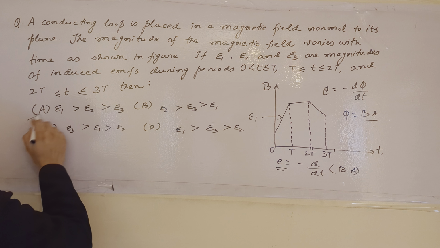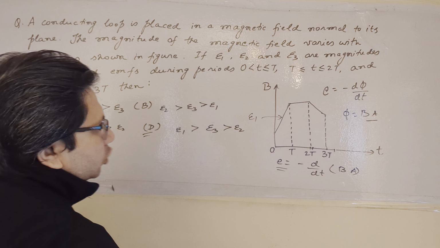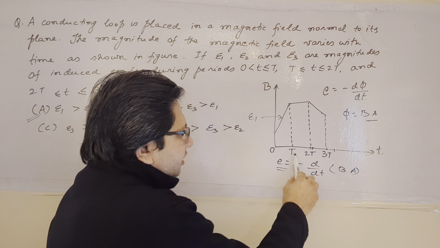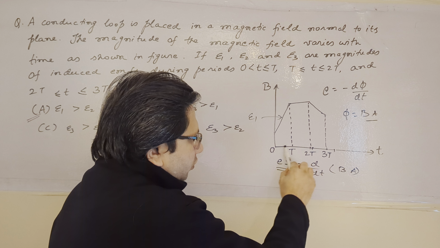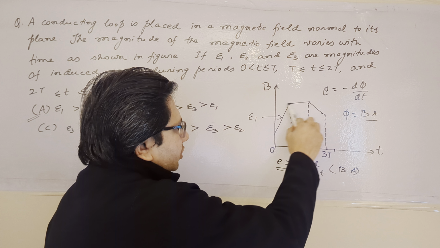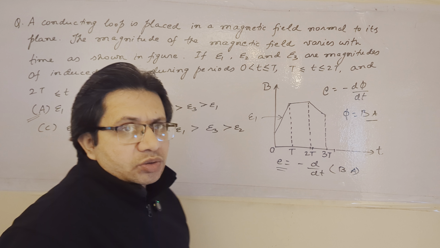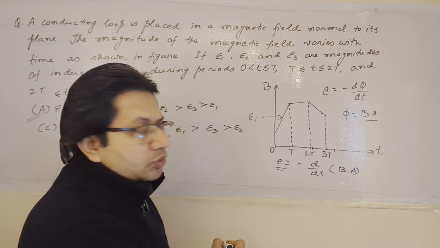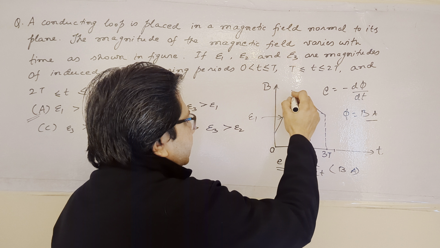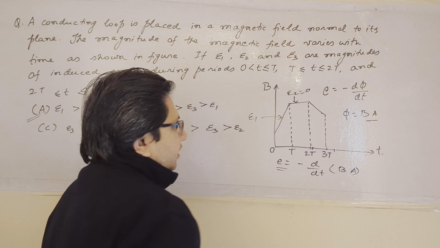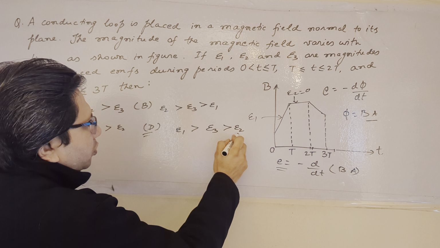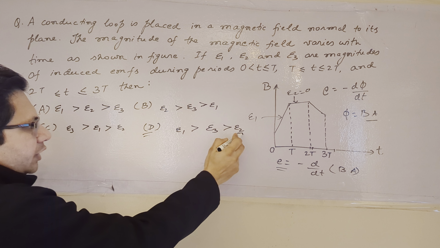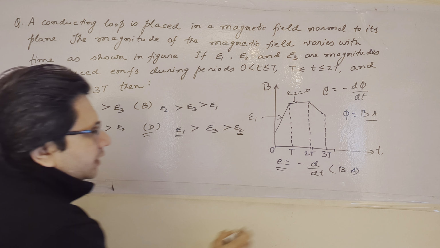Now E1 largest is given in option A or option D. Now we have to check in which case the change in B is minimum. We can easily see that for the time duration T up to 2T, the magnetic field is constant, which means its derivative is 0, and then the induced EMF is also 0. So E2 is equal to 0, it is the minimum value. E2 minimum is in the case of option D. So in option D, E2 is the minimum, E1 is maximum, and E3 is in between.